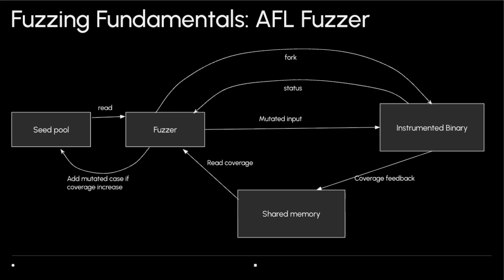The fuzzer then reads that bitmap, and if a new edge was found, the input gets added back to the seed pool as a candidate for further mutation. And if nothing new was found, it gets discarded. And we can see another key aspect of this is how the fuzzer will fork new processes.